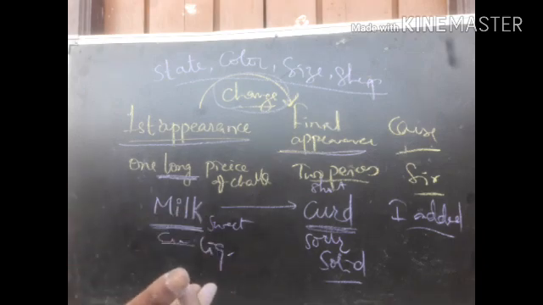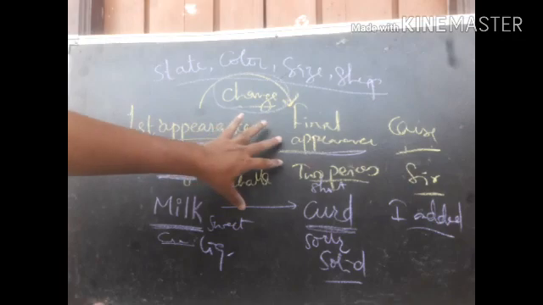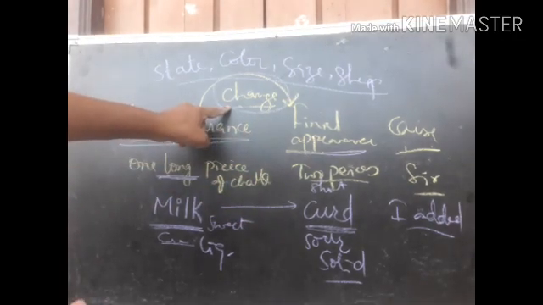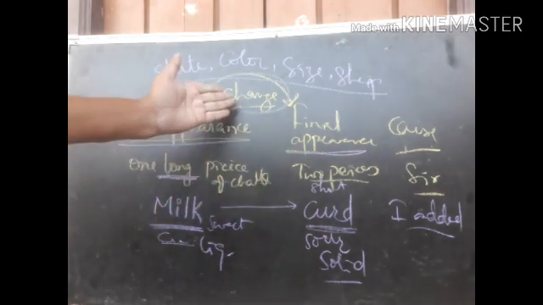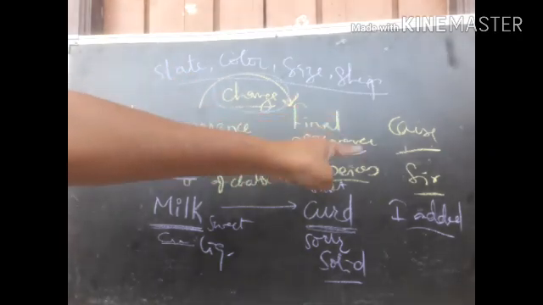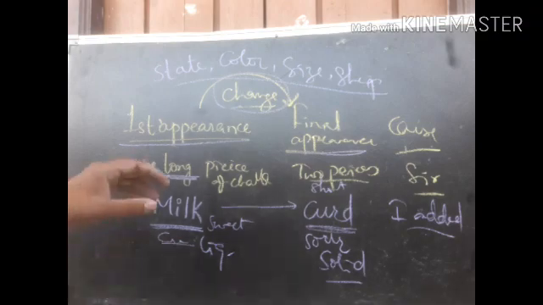and chemical change. So whatever it may be, for every change there should be a first appearance and a final appearance, and there must be a difference between them. Then it is called change. The difference between these appearances is called change. And every change has a particular cause. Are you getting it? Very good.